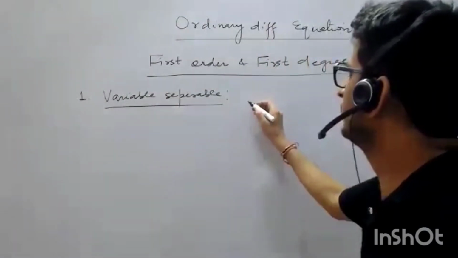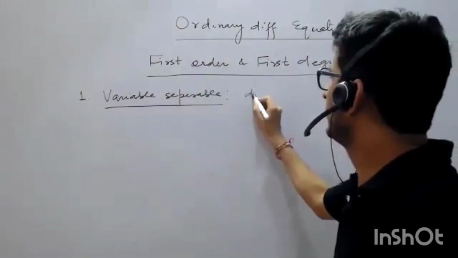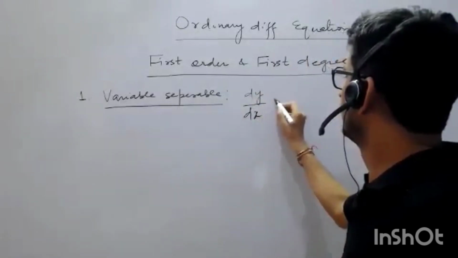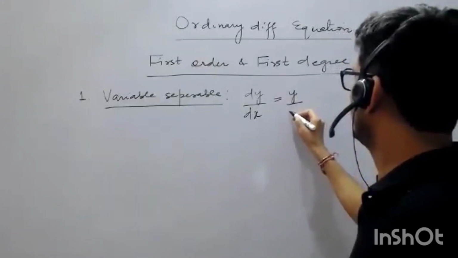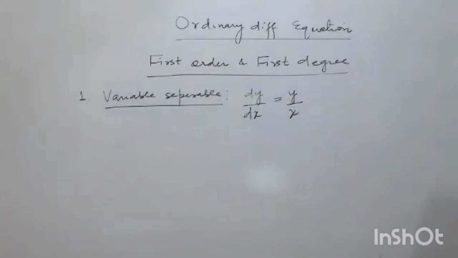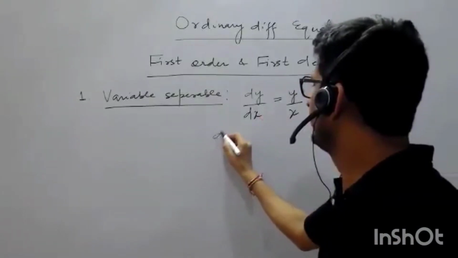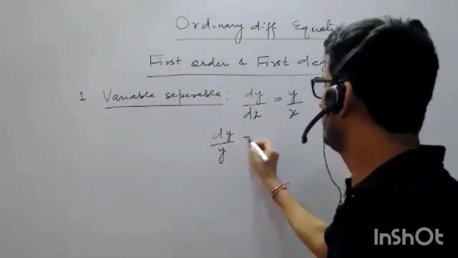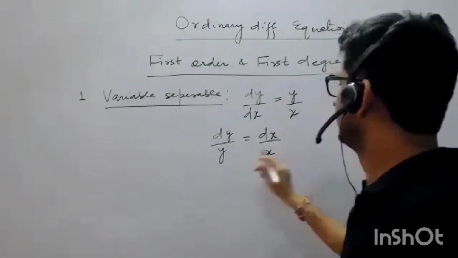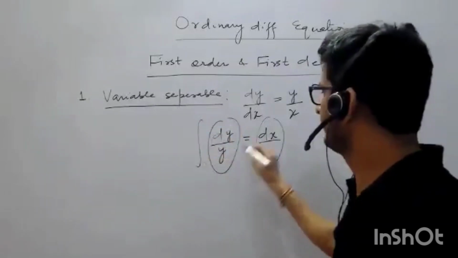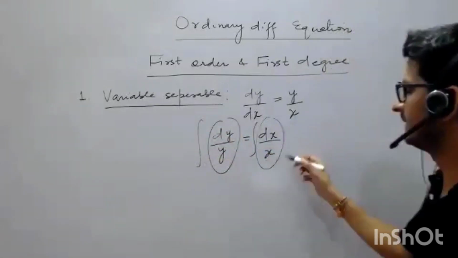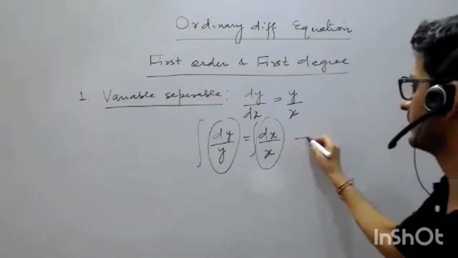So this is very simple. Suppose we have dy by dx is equal to y by x. Suppose it is like this. Then you can integrate it if we have dy by y is equal to dx by x. Now this side only contains y and this side only contains x. So now we can integrate them like this. And since it is indefinite integration, you will get a constant also.